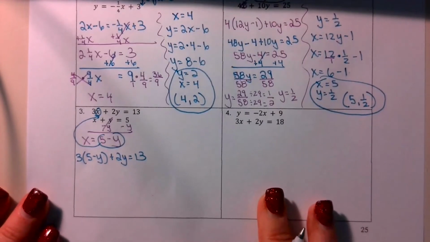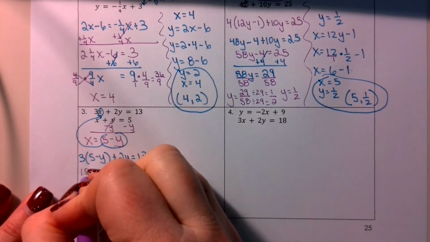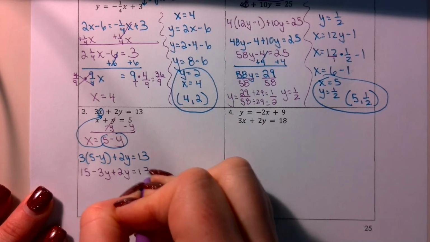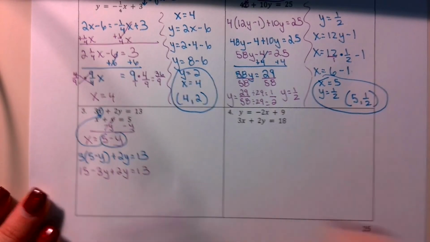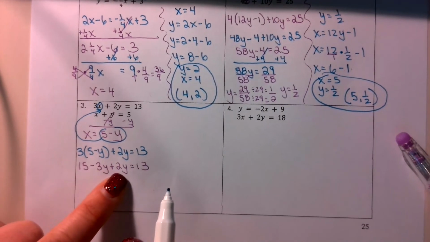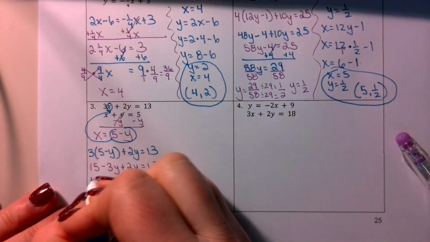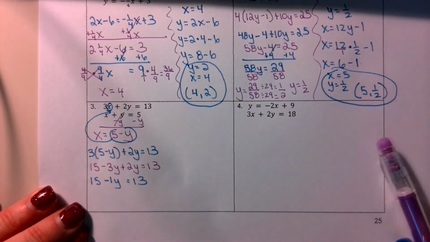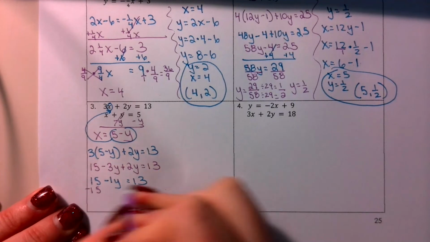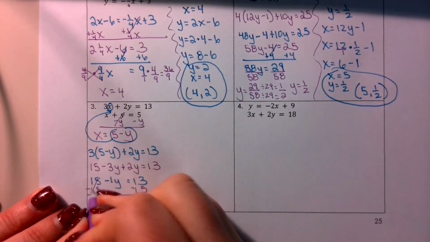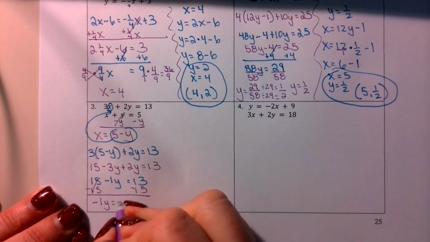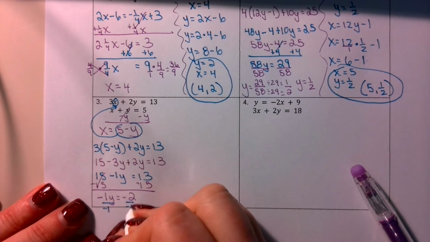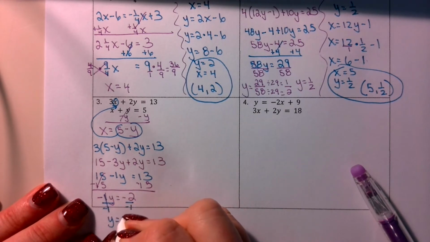Do I have any distributing? Indeed I do. 3 times 5 is 15 minus 3 times y, minus 3y plus 2y equals 13. No like terms over here, but I do have minus 3y plus 2y. Minus 3 plus 2 is negative 1y equals 13. I've got myself a two-step equation. I'm going to subtract 15 from both sides. Negative 1y will equal negative 2 because 13 minus 15 is negative 2. I'm going to divide both sides by negative 1 and y equals 2.